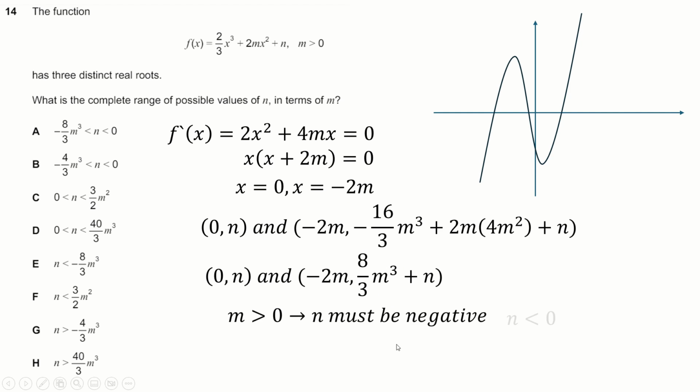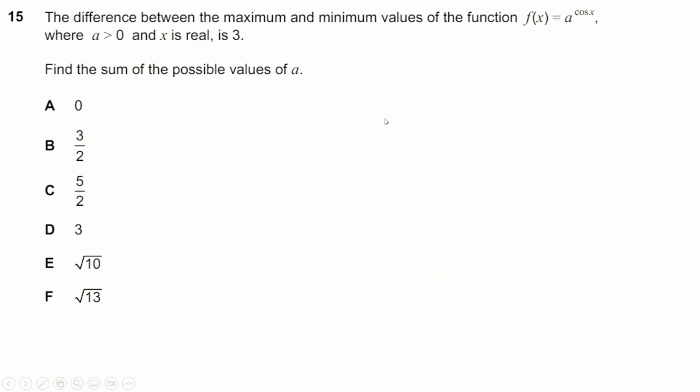So n must be negative, and therefore this is the negative root and this is the positive one, but then we also need this to actually be positive. So in other words, we need this whole thing to be greater than 0, because that one's the one that's less than 0, and we can rearrange that to get this. And so n has to be less than 0, but bigger than this thing here, and that makes our answer A there, I think, and we're done.